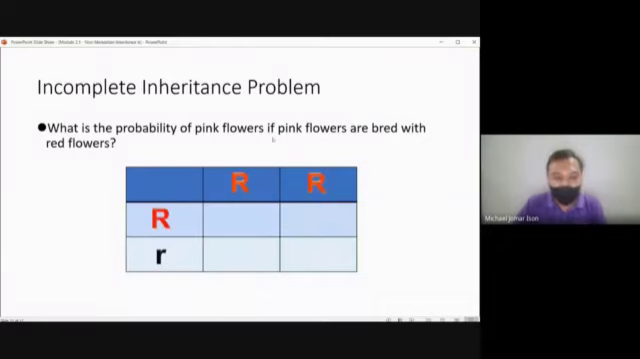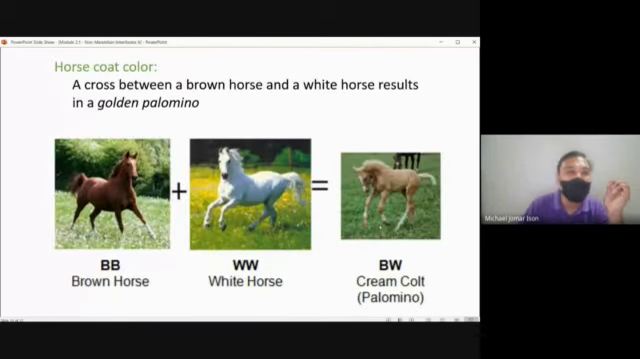Okay, another example is horse coat color, wherein the brown horse given by the big B, when it is crossed with a white horse given by the WW, will produce a golden palomino or cream coat, which is the B and W over here. So it's a mixture of the brown and the white, producing the golden palomino or the cream coat. So it's quite easy to understand why it is incomplete dominance.